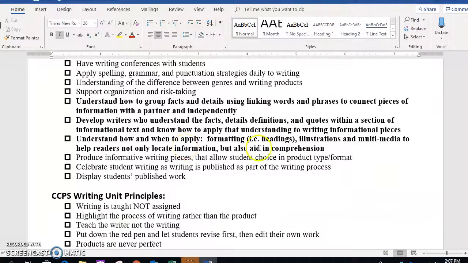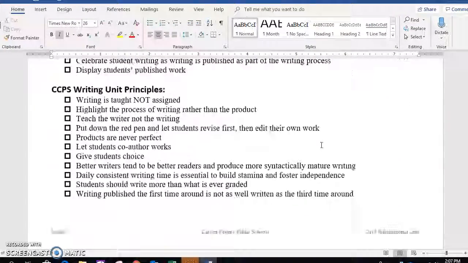We're also looking at how to use text features to help the reader not only locate information, but also to aid in comprehension. So to make that distinction for students.